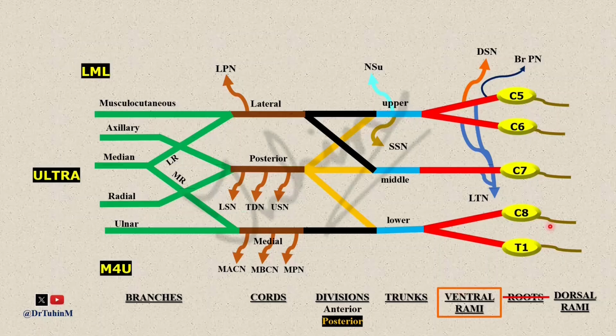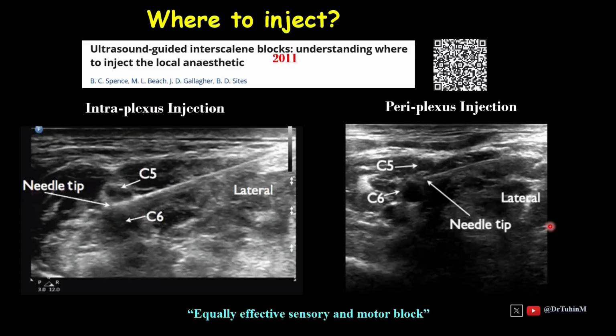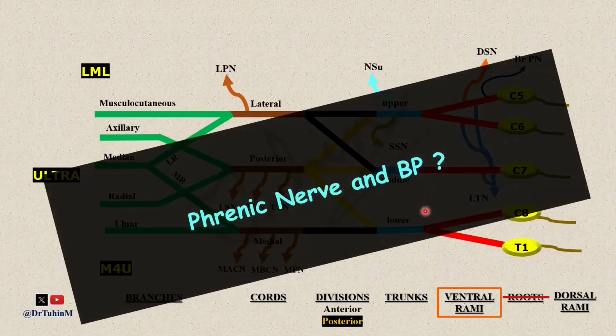The next query is where to inject the local anesthetic. Shall we go for an aggressive intraplexus injection or a conservative periplexus injection? The literature, evidence, and the clinical practice suggest that both are equally effective to achieve the desired sensory and motor block. The periplexus approach is less invasive and it also avoids needle to nerve contact, which may reduce the incidence of nerve injury.